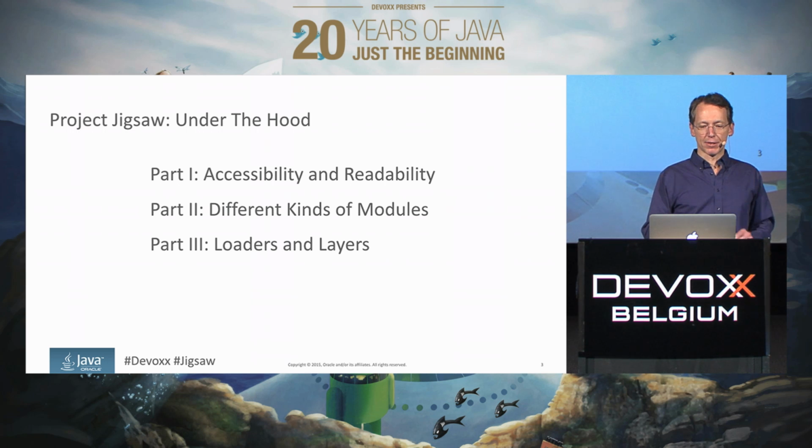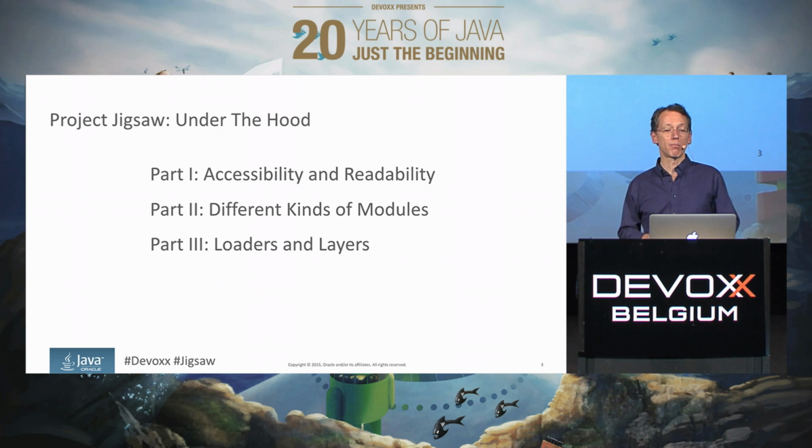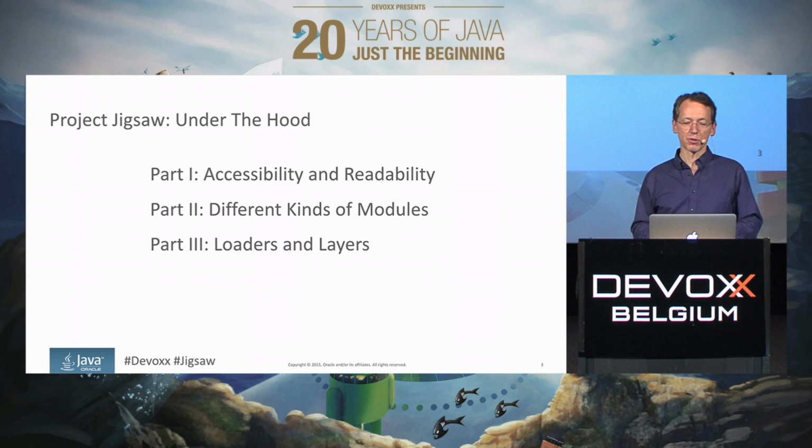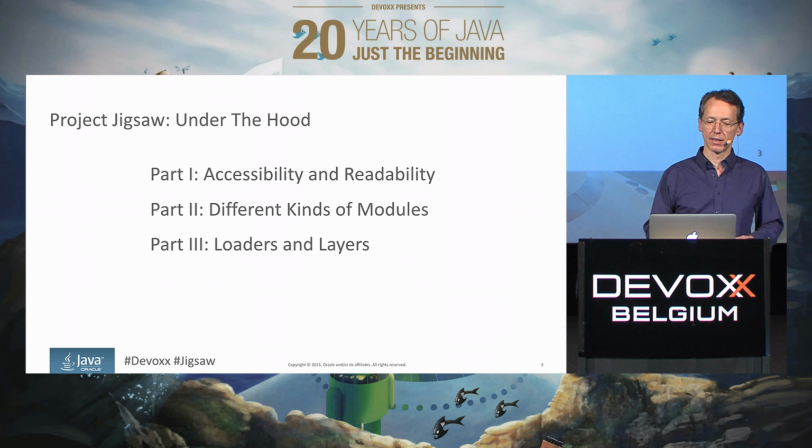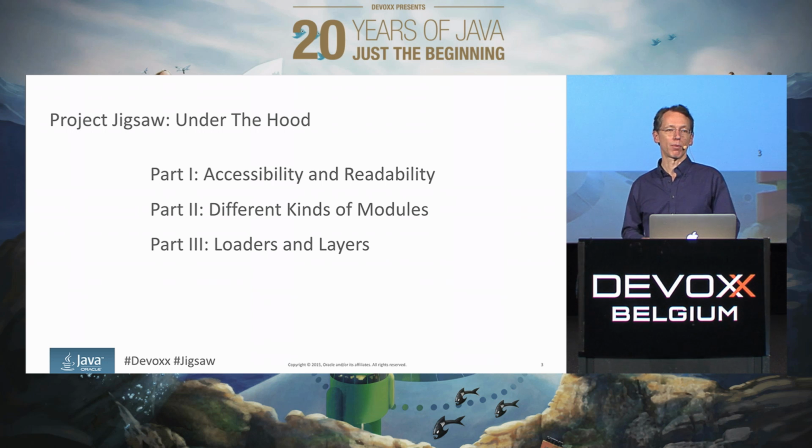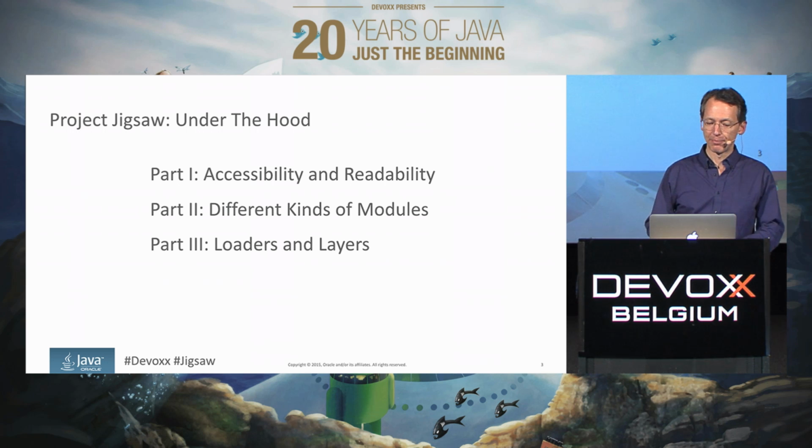This talk has 3 parts. The first part explains how the module system works with the language and virtual machine to offer certain guarantees. The second part is about migrating to modules. The third part is really under the hood, what the module system is fundamentally capable of beyond what you can express in the Java programming language.